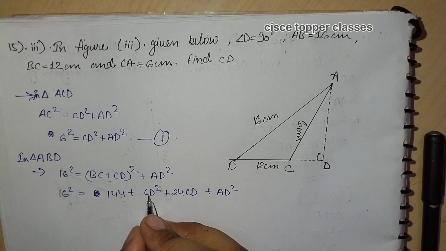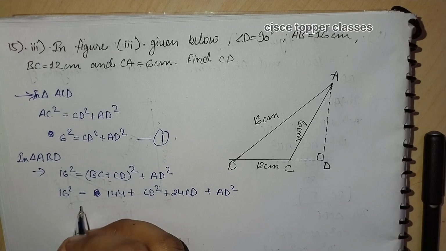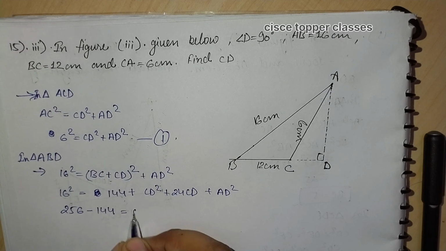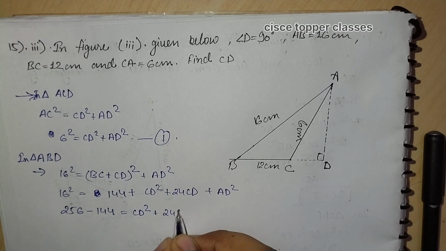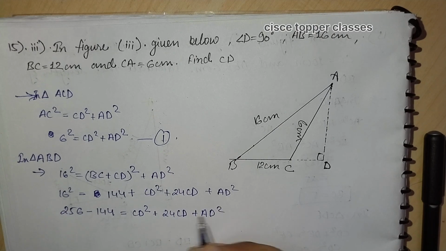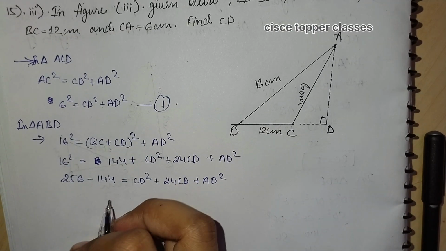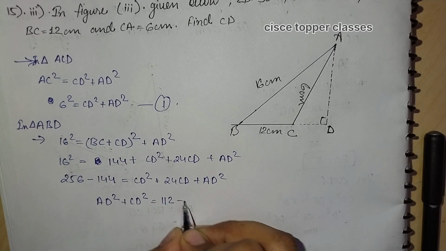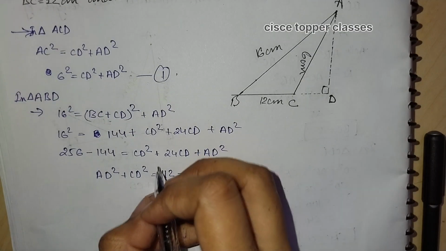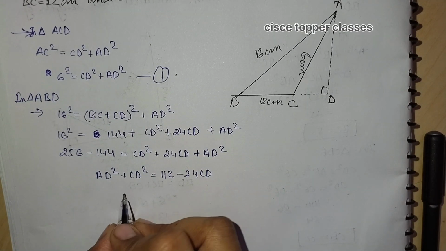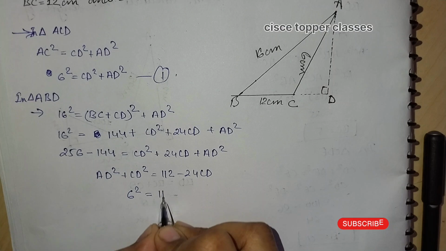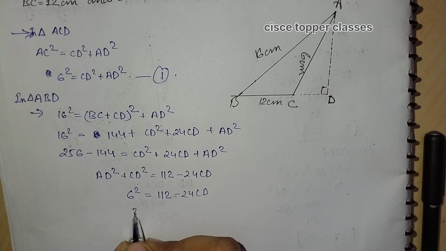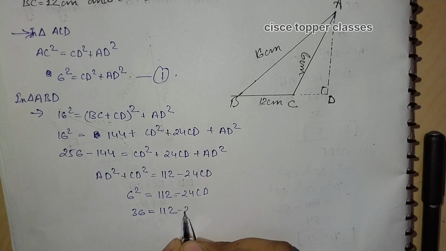We have used the formula a square plus b square plus 2ab. So simply we can write here 256 minus 144 equal to CD square plus 24 CD plus AD square, and from here only, AD square plus CD square equal to 112 minus 24 CD. We will put the value of AD square plus CD square here, which will be 6 square, equal to 112 minus 24 CD, and here we can write 36 equal to 112 minus 24 CD.